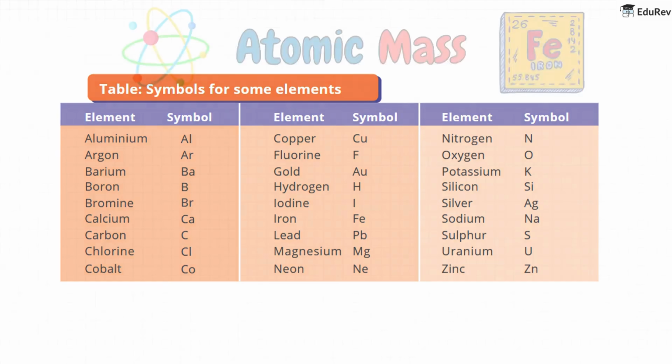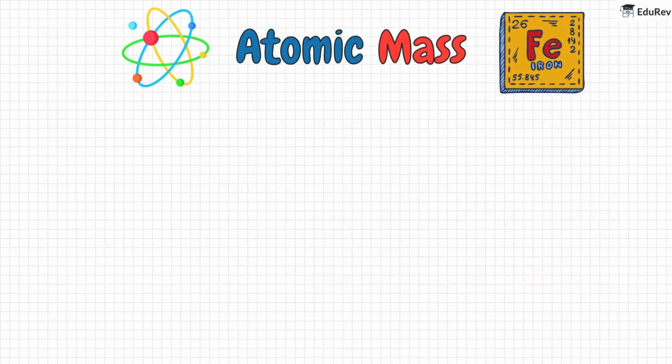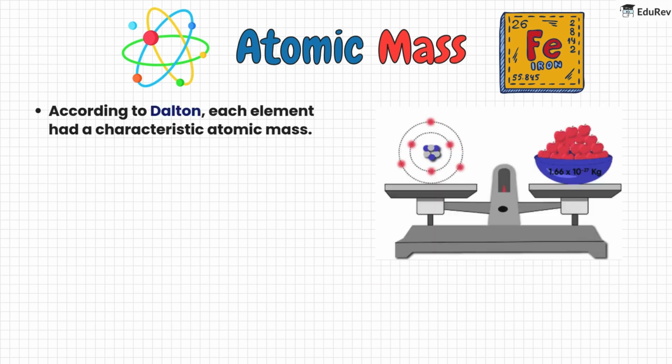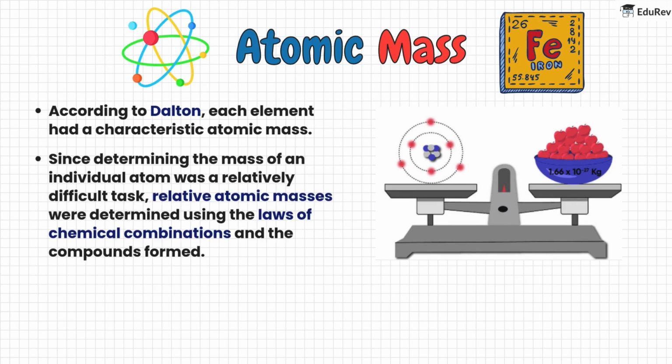Let us now understand what is atomic mass. According to Dalton, each element had a characteristic atomic mass. Since determining the mass of an individual atom was a relatively difficult task, relative atomic masses were determined using the laws of chemical combinations and the compounds formed.